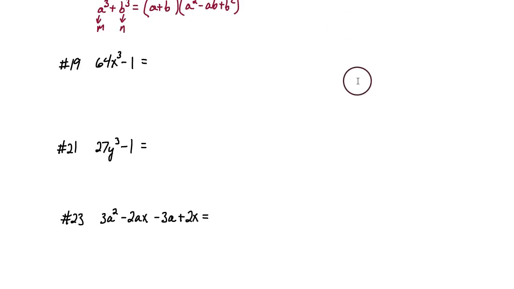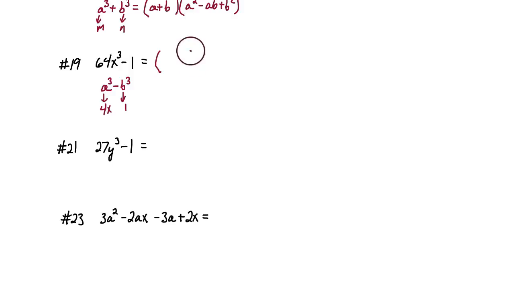Number 19, there's no GCF other than 1. Is this a special pattern? It is. This fits the pattern a cubed minus b cubed. In our problem, the a is 4x. The b is a 1. Now, how am I getting that? I'm looking at the original problem, and I'm noticing the cubing. So I'm going to take a cube root. The cube root of 64x cubed is 4x. The cube root of 1 is 1.